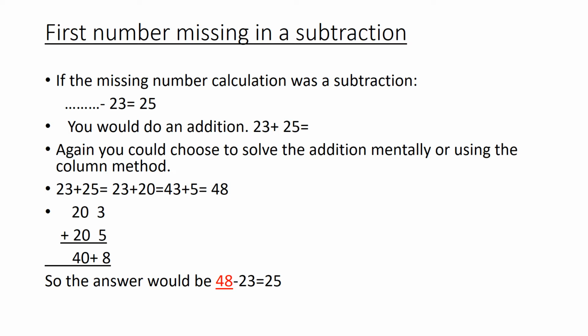Again, just a quick recap on how to do the column method. So we'd partition the 23 into 20 and 3, then partition the 25 underneath, 20 and 5, and then we'd add the 1s first. 3 and 5 is 8, and then 2 tens and 2 tens is 4 tens, which is 40. So the answer would be 48 is the missing number. Take away 23 equals 25.